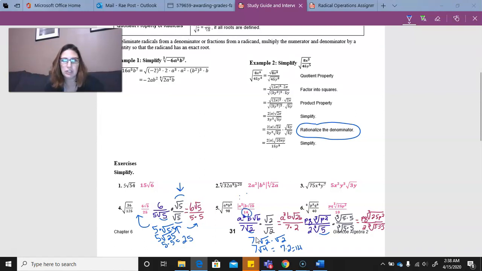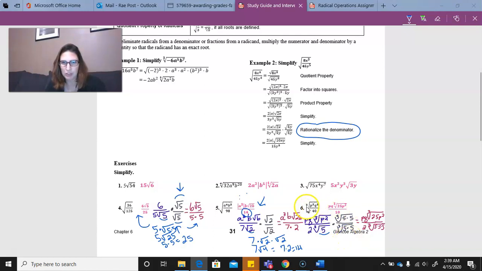Be really, really careful, and don't forget that whatever you do to the bottom, you do to the top. So that's why you also have to multiply the numerator by the square root of 2. Whatever you do to the bottom, make sure you do to the top. And so that's your final solution right here. Okay, and number 6, same process. This was a little bit more work, but not terribly so.